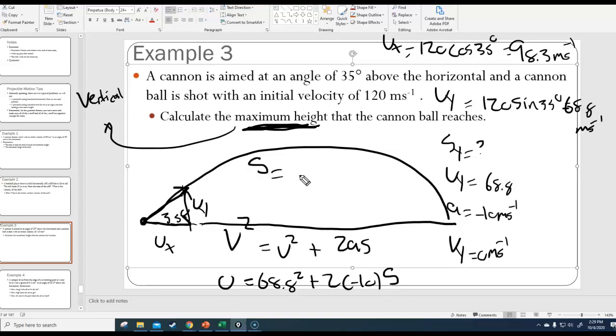And I will just write down the final answer. That is 236.7 meters. That's sy. Hopefully that's what you got, or at least at this point, hopefully you know what you did incorrectly. Remember to keep all of the x stuff completely separate from all of the y stuff. Pause there if you need to look at that some more.